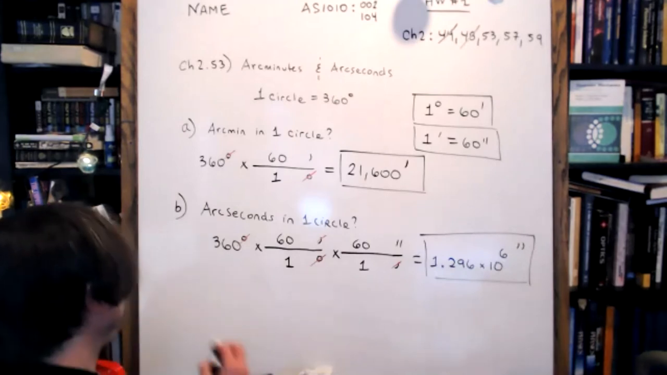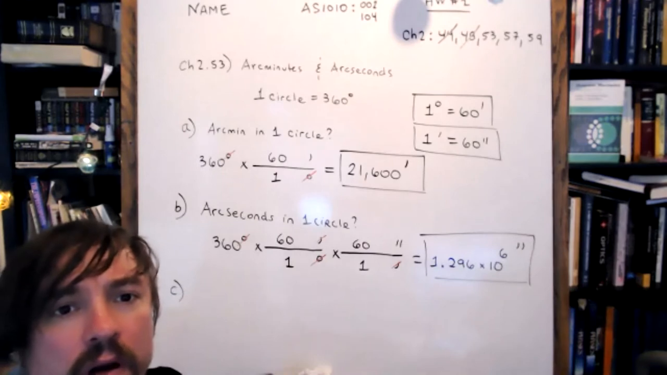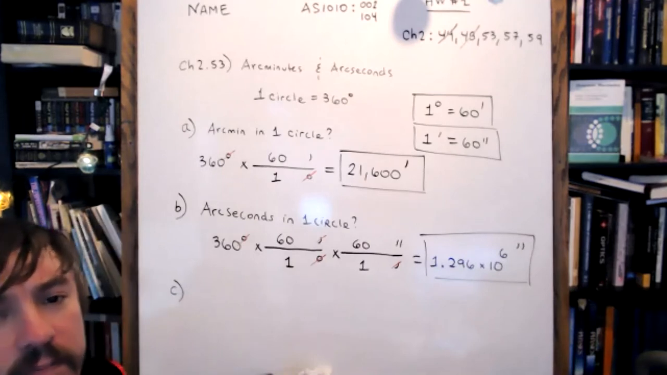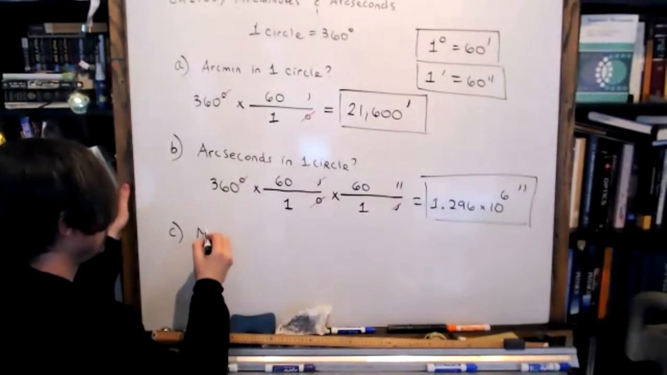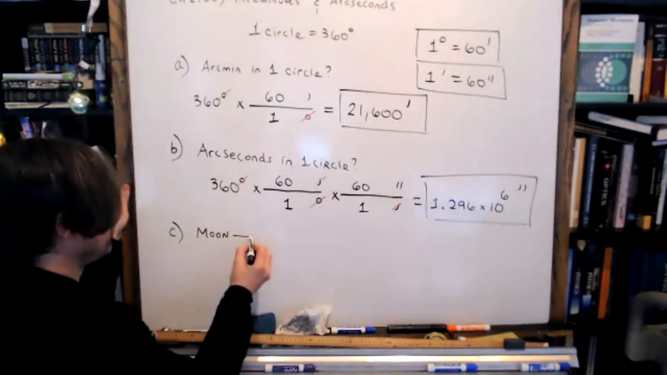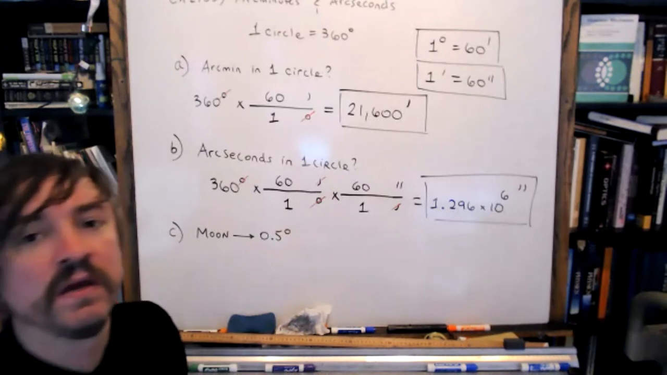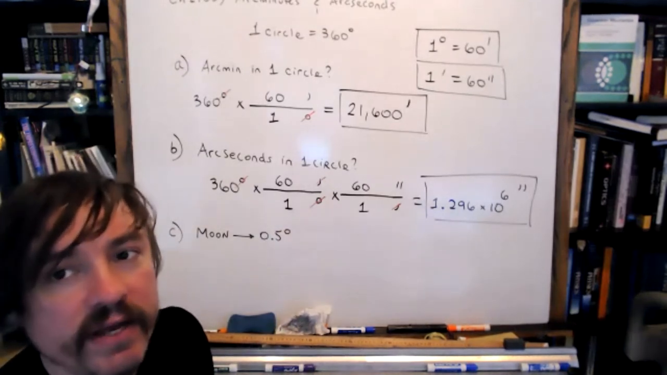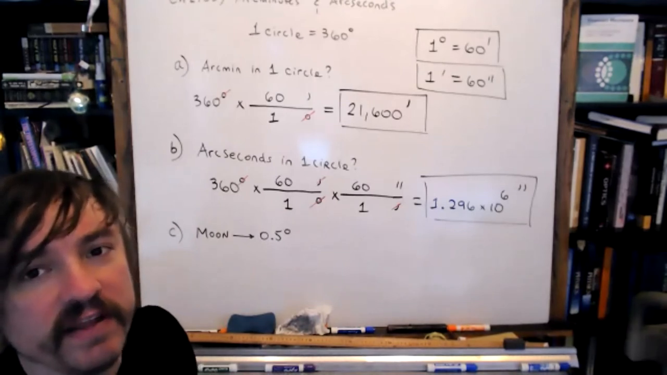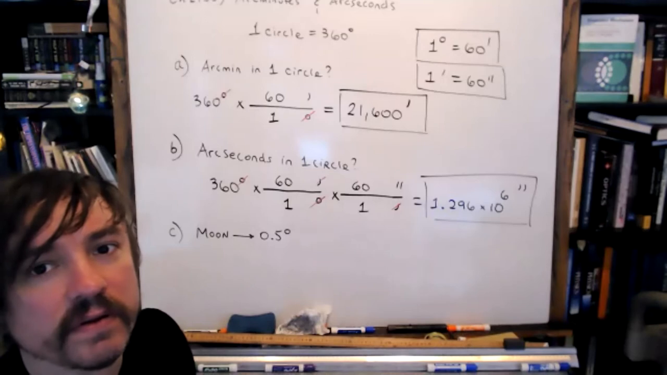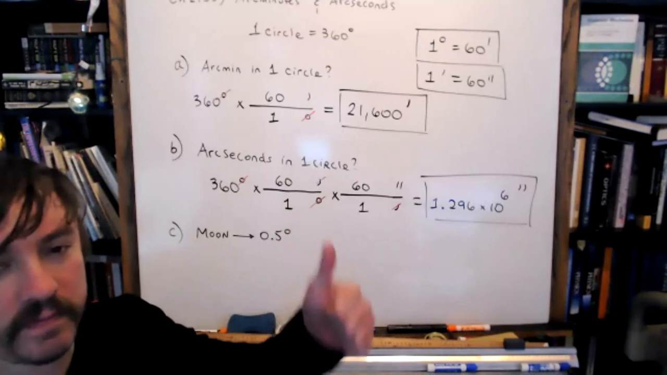All right. Now it's time for part C. Adriana, could you remind us what part C says? Yep. It says the moon's angular size is about 0.5 degrees. What is this in arc minutes and in arc seconds? Okay, Valentina, I want to hear from you. What do you think we should do? We need to convert this first into arc minutes and then into arc seconds. We should do what we did on step one.